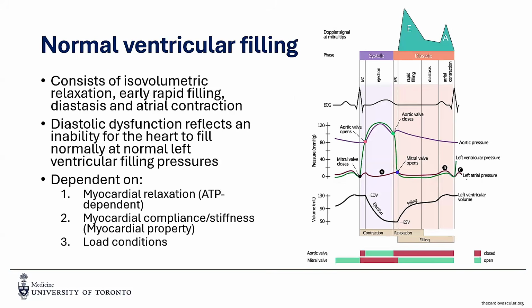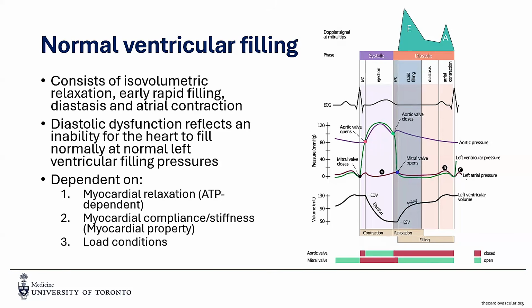So in terms of normal ventricular filling, it consists of 4 different phases, and I'll just spend a little bit of time going through this. It consists first of isovolumetric relaxation, the interval between the aortic valve closure and the mitral valve opening, during which the left ventricle pressure falls rapidly, and there's no real change in the volume. After that, you have early rapid filling, which is driven by the pressure gradient between the left atrium and the relaxing left ventricle. This generates the E wave on Doppler imaging.